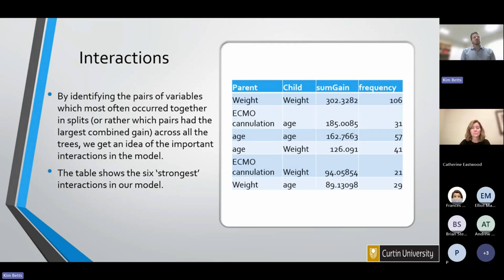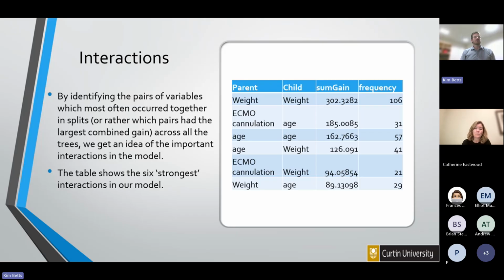The third one was also age with itself. So again, the model is using these repeated trees to slowly build this nonlinear relationship of age with the outcome. We also have age and weight. And then we also have ECMO cannulation with age and with weight.